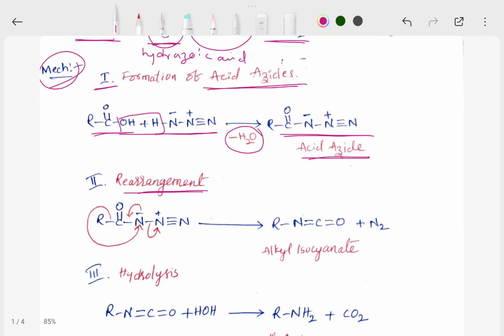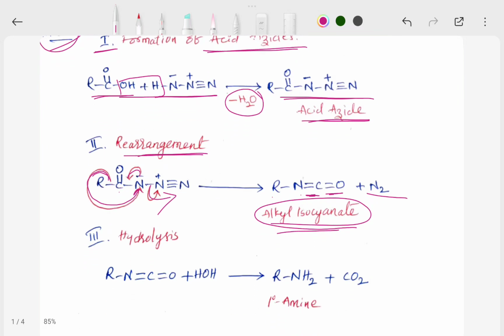These acid azides rearrange to form alkyl isocyanates. What is happening here? The negative charge on nitrogen is shifted to carbon and nitrogen. The alkyl group on the carbonyl carbon rearranges to nitrogen with loss of nitrogen, giving N double bond C and C double bond O. This is alkyl isocyanate. On hydrolysis of alkyl isocyanates, primary amines or NH2 are given.